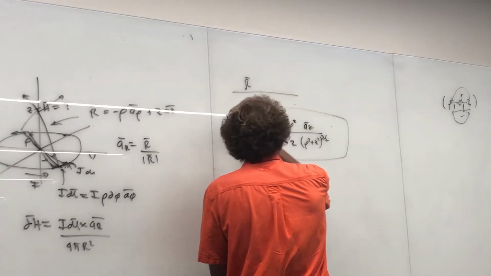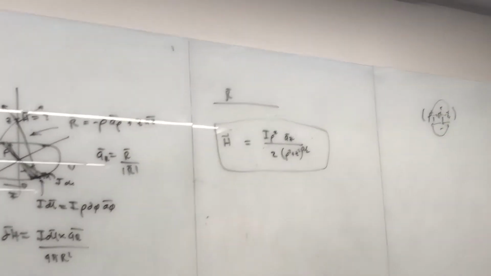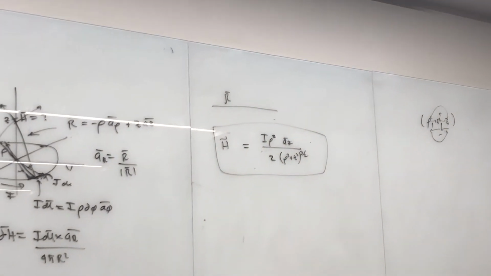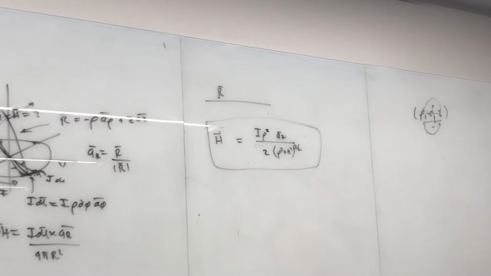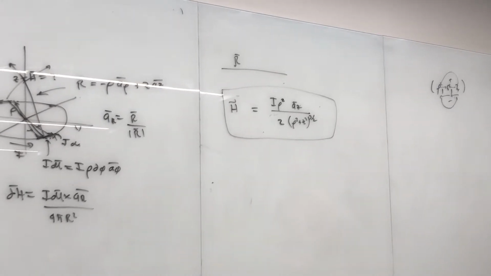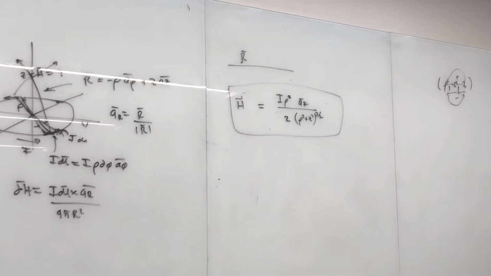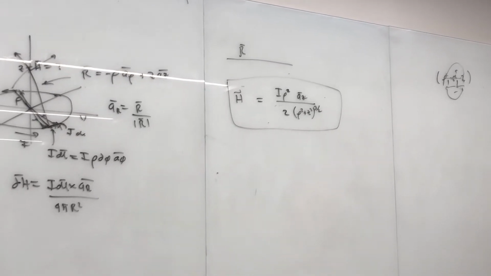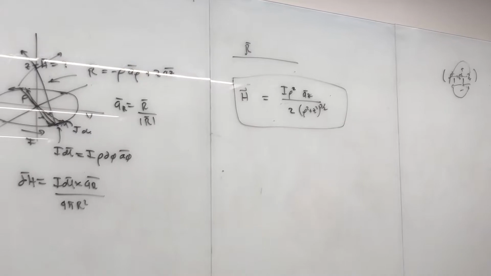Something to note about this. What is the value of the H field when z is 0? It's I over 2 rho, right? You'll notice it's not 0.